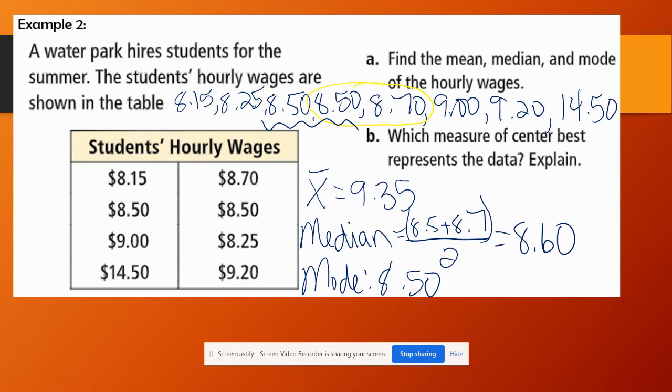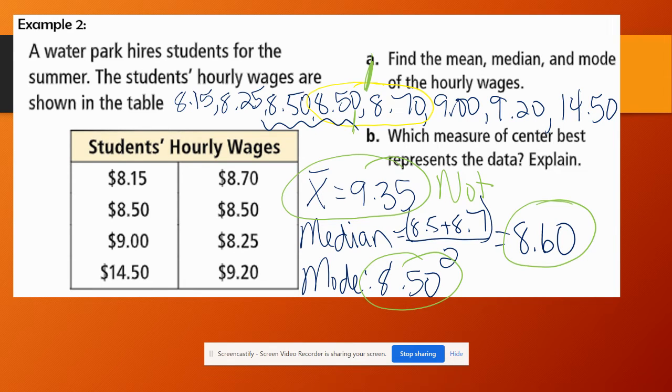So what could best represent the data? Well, I would say either the median or the mode, because 8.6 is here in the middle, 8.5 is kind of in the middle. So I would say either the median or the mode. Definitely not the mean, because again, 9.35 fits right over here in our data, which is bigger than everything but the very last data point.